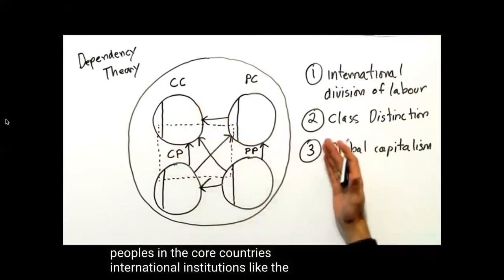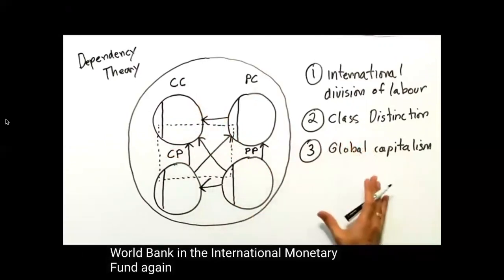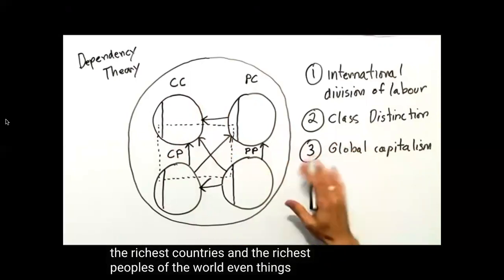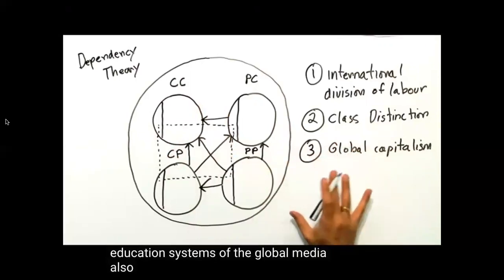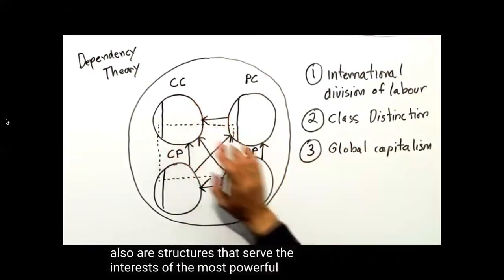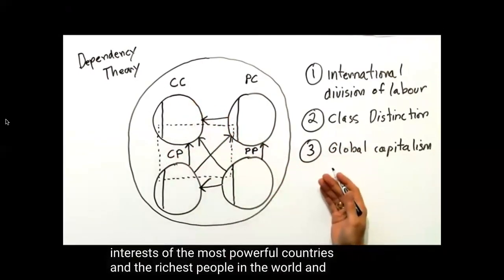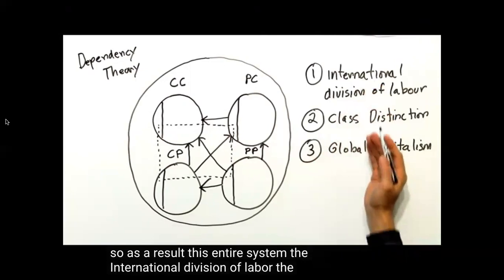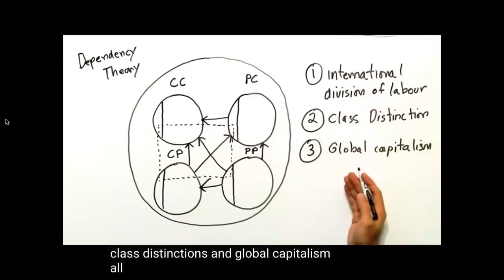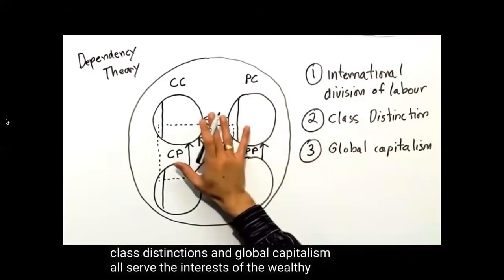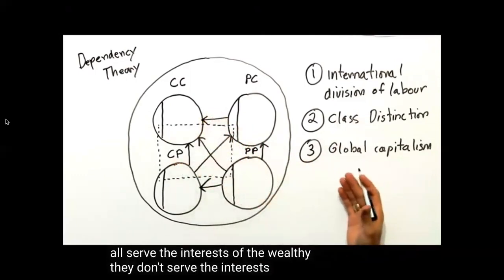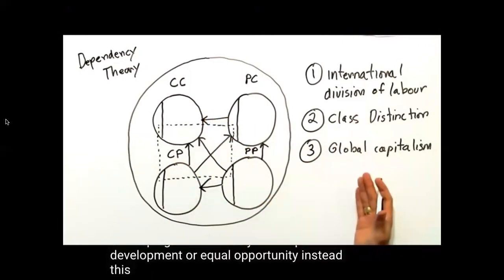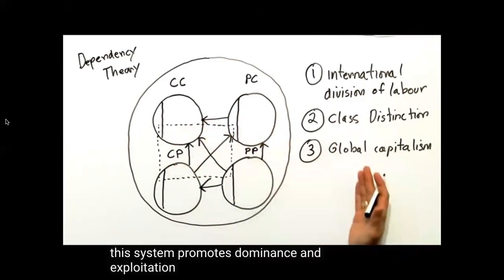International institutions like the World Bank and the International Monetary Fund, again, all serve the interests of the richest countries and the richest peoples of the world. Even things like education systems and the global media also are structures that serve the interests of the most powerful countries and the richest people in the world. And so as a result, this entire system, the international division of labor, the class distinctions, and global capitalism, all serve the interests of the wealthy. They don't serve the interests of developing countries. They do not promote development or equal opportunity. Instead, this system promotes dominance and exploitation.